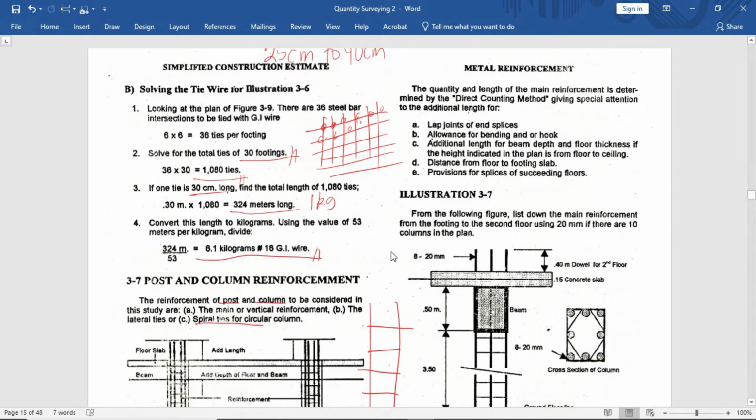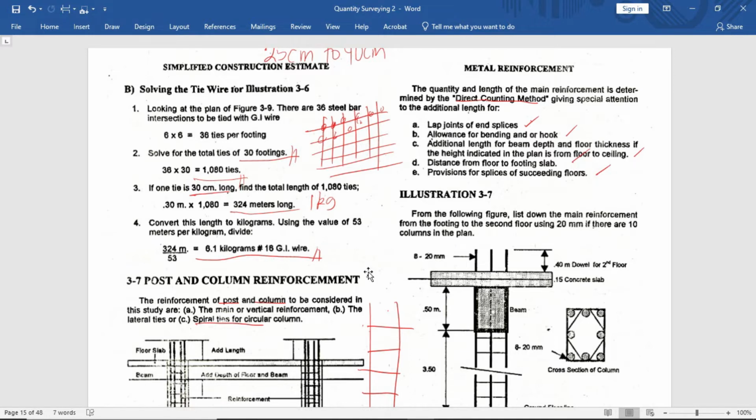The quantity and length of the main reinforcement is determined by direct counting method, giving special attention to the additional length for lap joints of end splices. Allowance for bending or hook, additional length for beam depth and floor thickness if the height indicated in the plan is from floor to ceiling, distance from floor to footing slab, provisions for splices and succeeding floors.